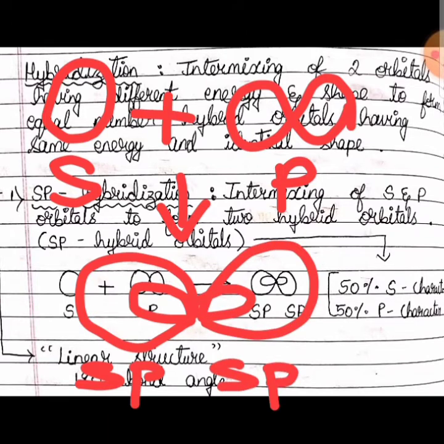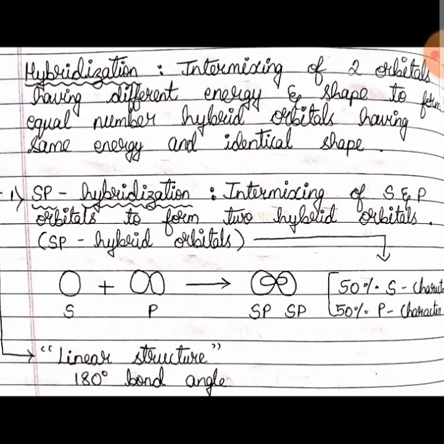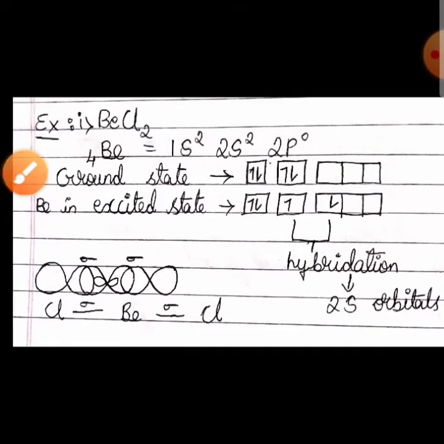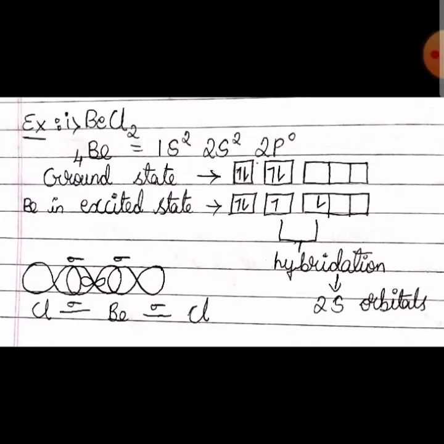So this is a representation of sp hybrid orbitals. In these sp hybrid orbitals, you can find 50% s character and 50% p character. And during sp hybridization, you will get a linear structure with a bond angle of 180 degrees. Let us take a few examples for sp hybridization.